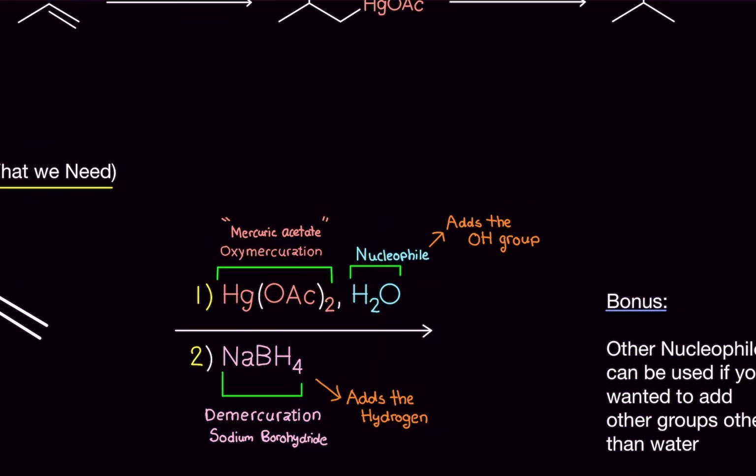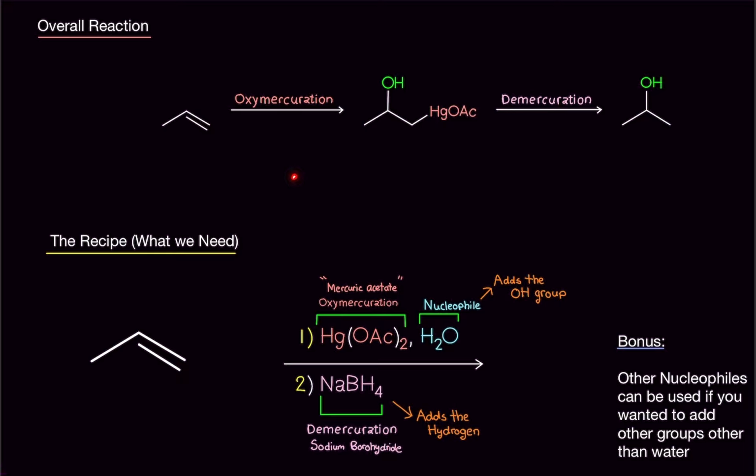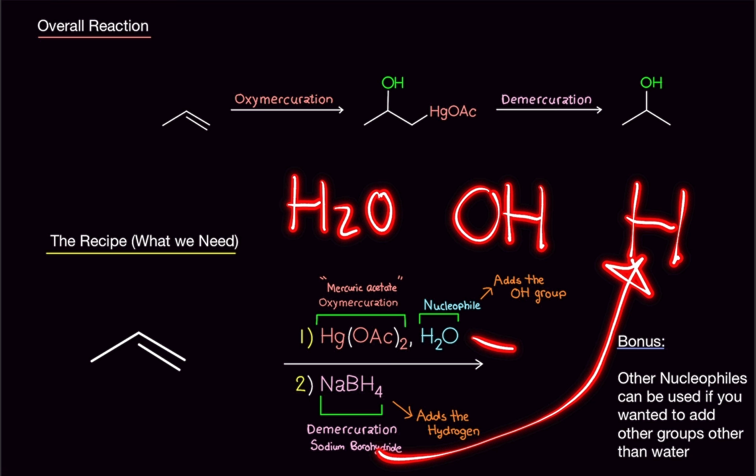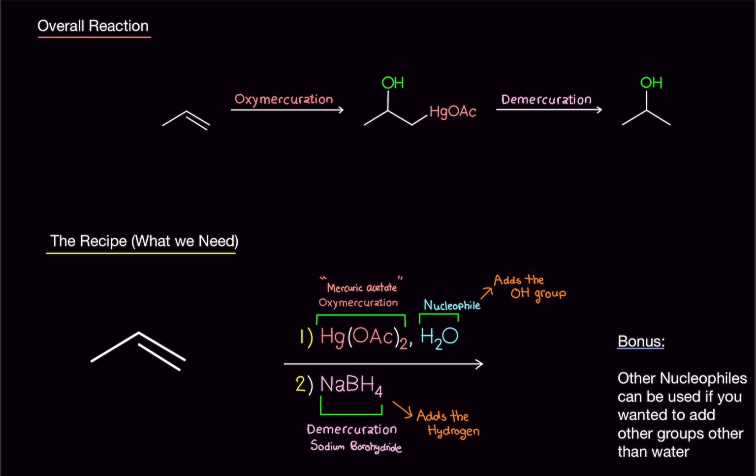So after we add the OH group, the alcohol, we have to do demercuration. And we're going to use sodium borohydride. And what this does is it adds the hydrogen. Because remember, hydration reactions will add H2O in the form of alcohol and hydrogen. Well, this is going to be doing this, and this is going to be doing this, right? Adding the OH.